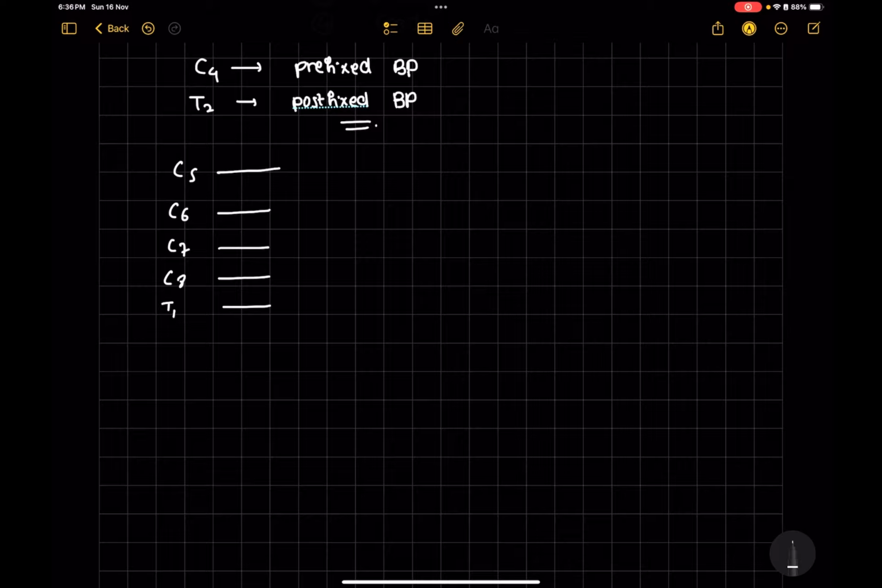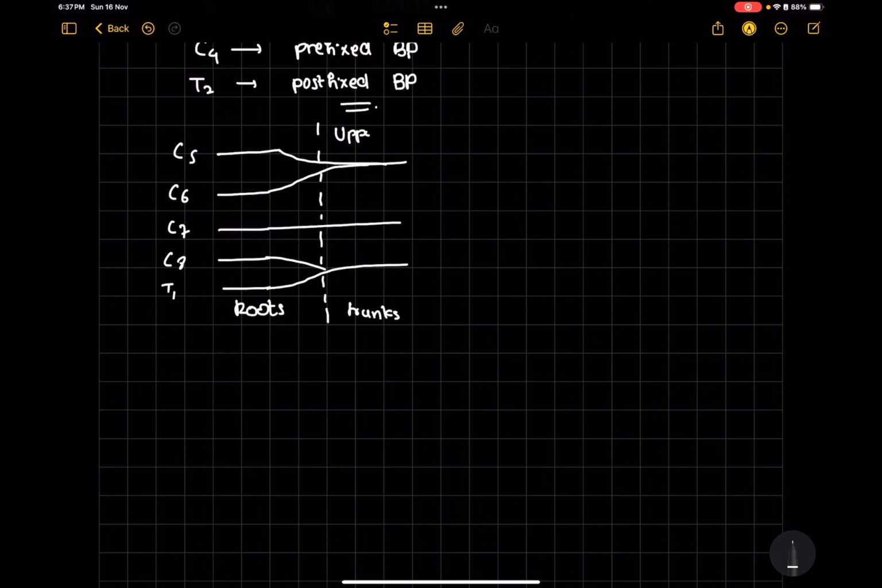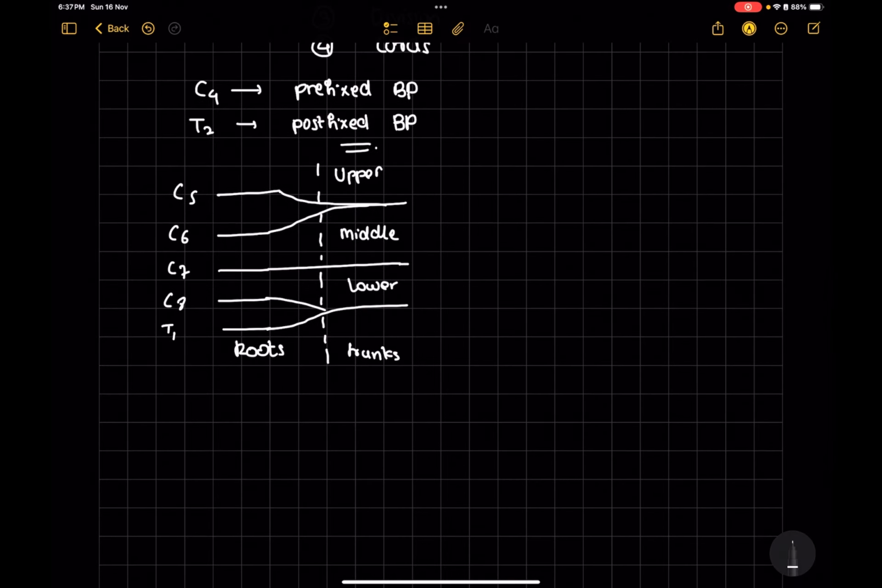Okay, now what happens is that C5 and C6 merge and give us one thing. This is your trunk. C7 continues as a whole and gives us one trunk, and C8 and T1 also merge and give us one trunk. Okay, these are your roots and these are your trunks. Now what could be their name? Their names are simple. This is upper trunk, this is middle trunk, and this is lower trunk. Okay, easy, simple.